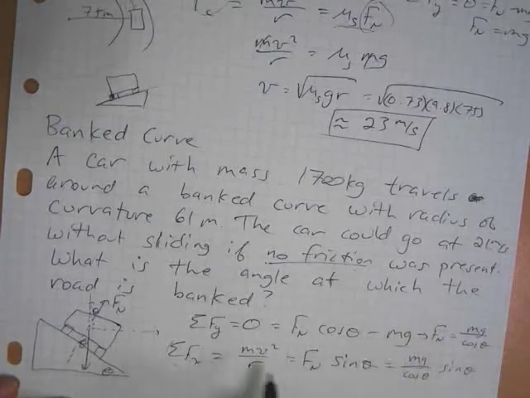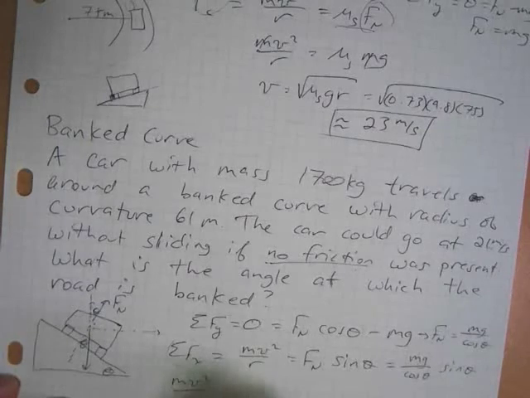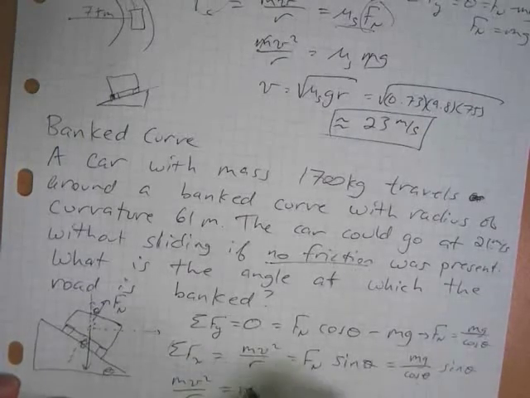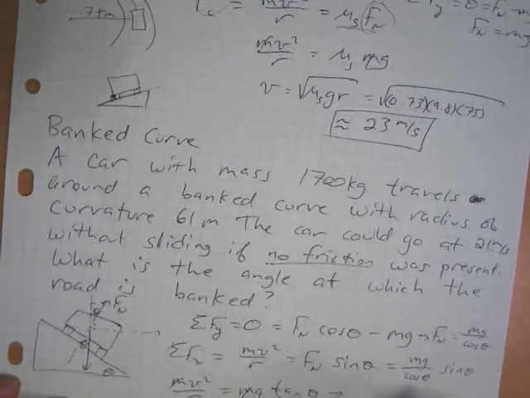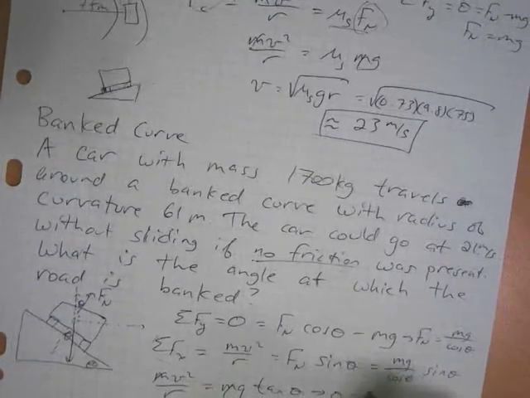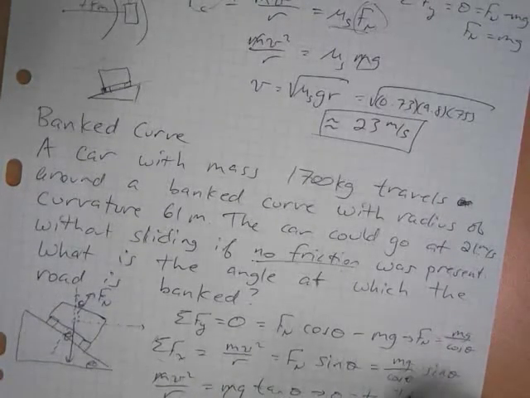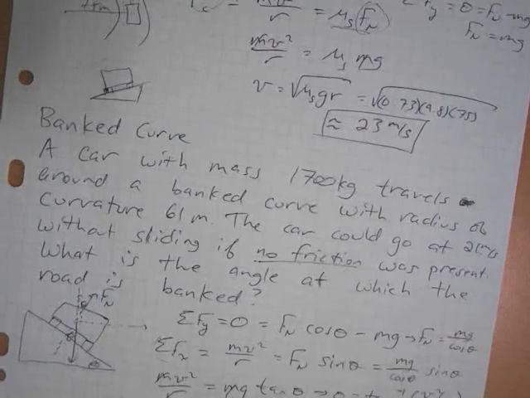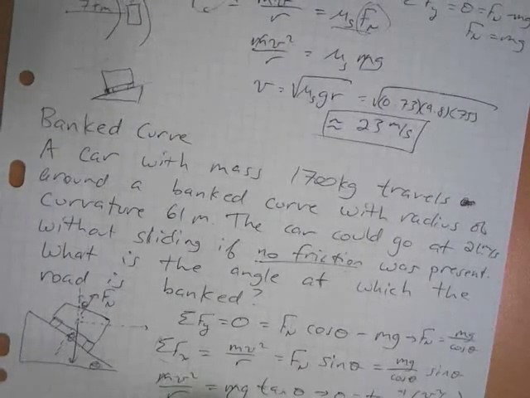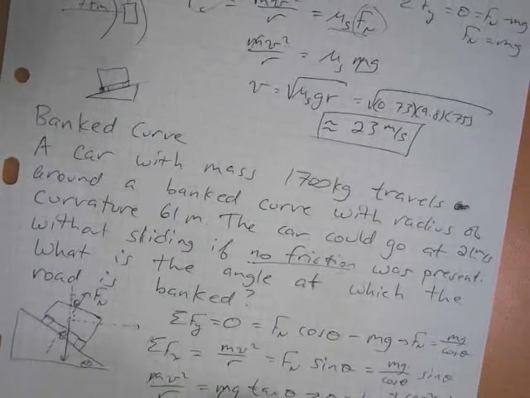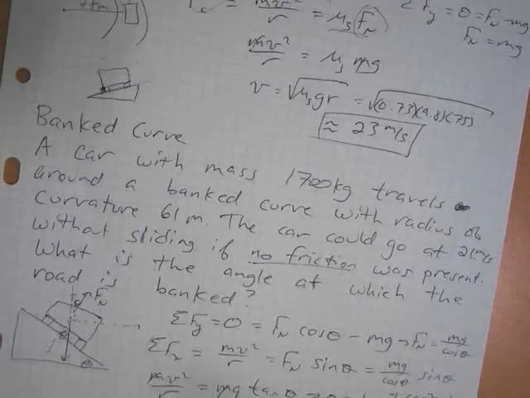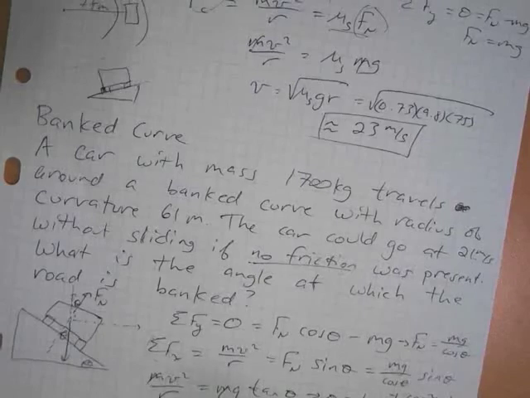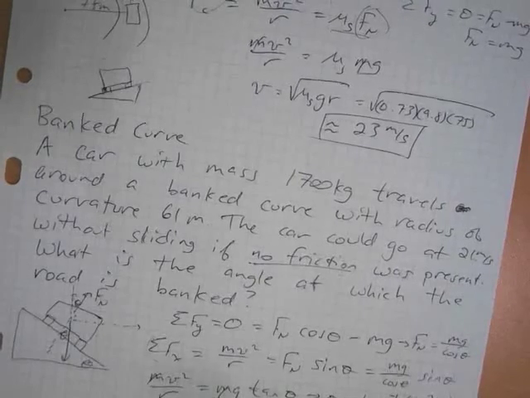So we have mv squared over r. Sine theta over cosine theta is just tangent theta. Masses cancel out. And rearranging, you can see that theta is the arctangent of v squared over gr. And if we plug in values, arctangent of 21 squared over 9.8 times 61. And punching that into the calculator gets that our theta is about 36.4 degrees. So that's the angle the car could go around the curve.